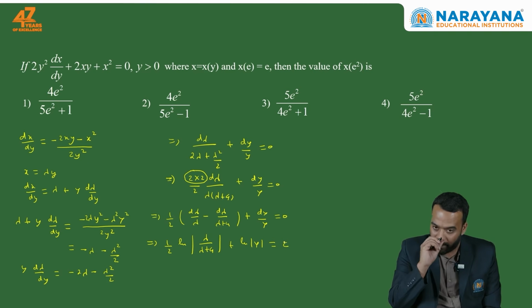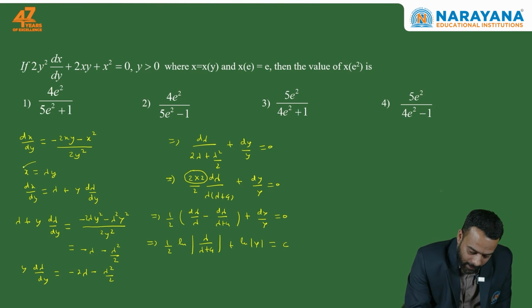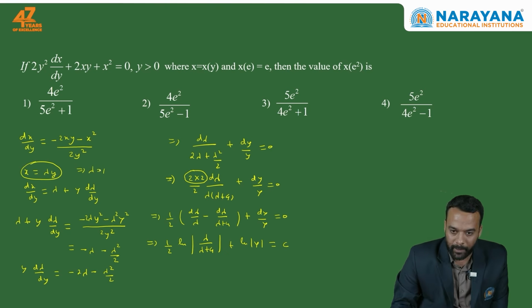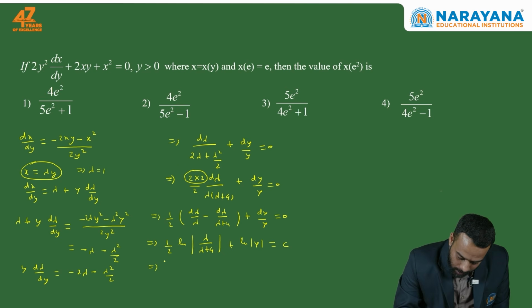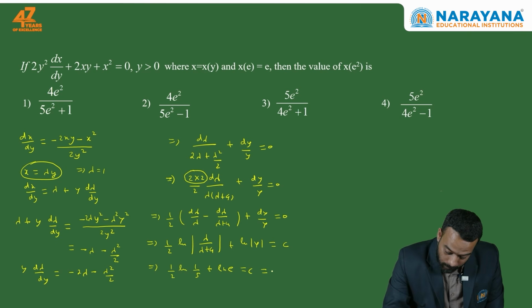Now we will plug in the initial condition which is mentioned in the question, that when the value of y is e, x will take e. So when x and y are going to take e, from our initial condition lambda will become 1. So now from here our equation is going to become half ln of 1 by 5 plus ln of e is equal to c. So from here you can see that the value of c will come out to be ln of e by root 5.